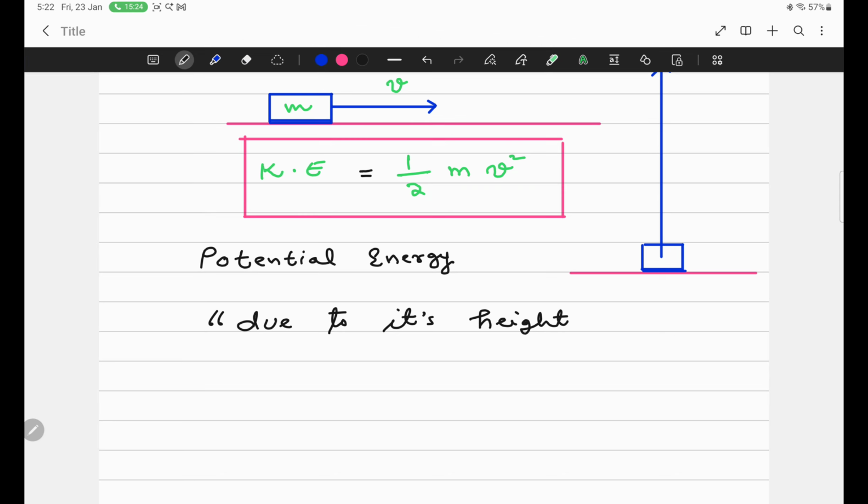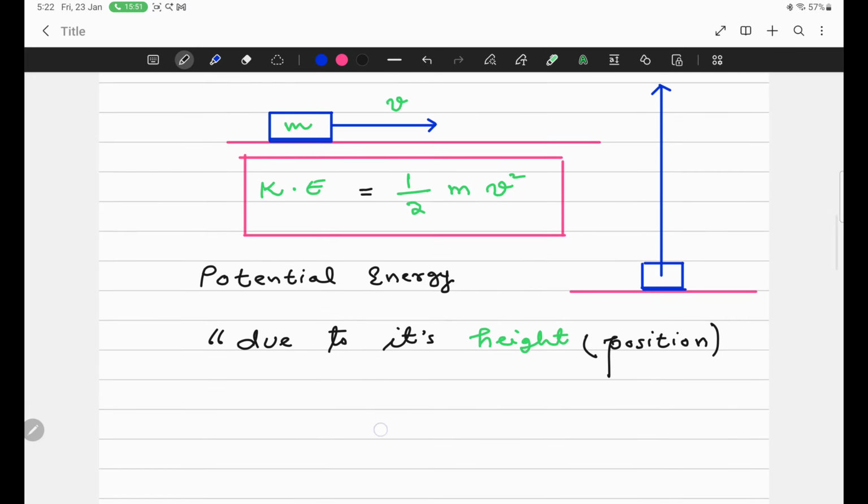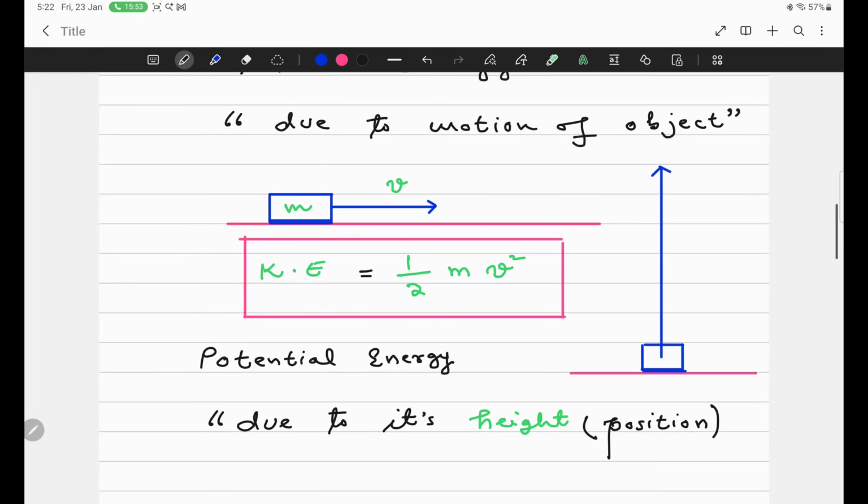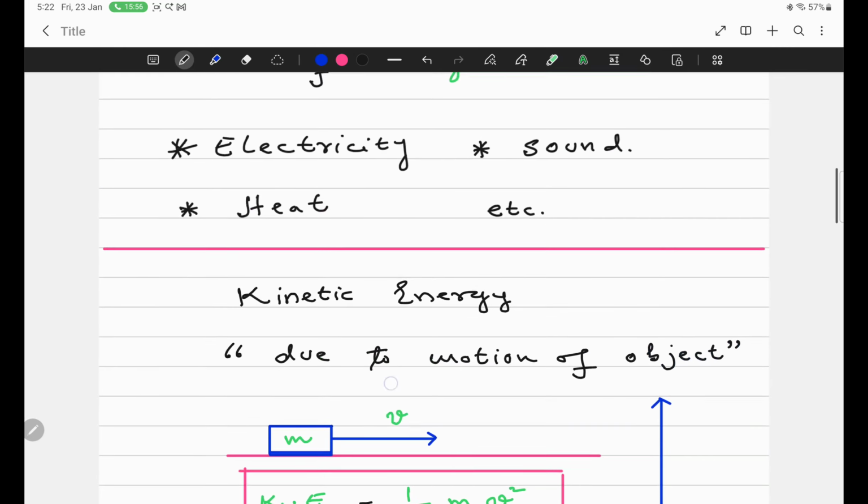and the energy due to its height. And some teachers, or in some notes in some books, they write energy of a body due to its position. But right now, position means height. So when an object is raised to a certain height, then it possesses potential energy. So energy due to height, energy due to position, is called potential energy. Energy due to motion is kinetic energy.